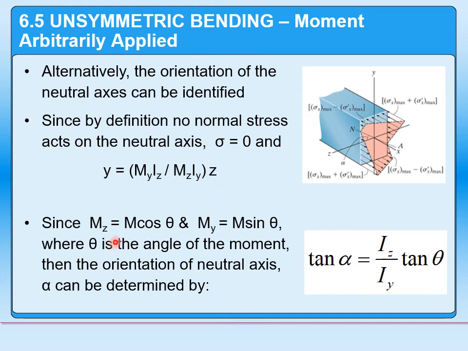And if you take a look, we know that M about z is going to be our moment times the cosine of theta, while M about y is going to be M times the sine of theta, where theta is the angle at which the moment is applied. Then we can easily calculate the orientation of the neutral axis. In this case, tangent of phi, where phi is the angle of our neutral axis, is just going to depend upon the two moments of inertia: I_z divided by I_y, times tangent of theta, where again theta is the angle at which the moment is applied on the surface.